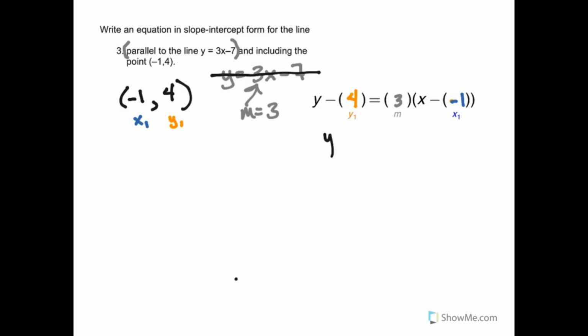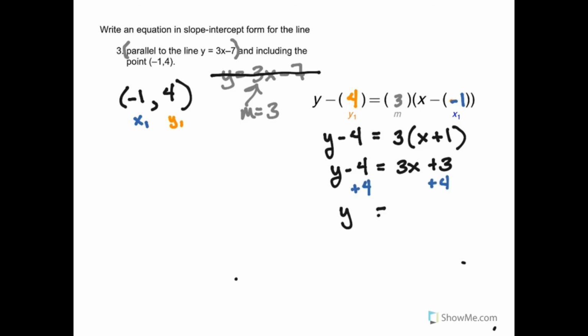So once again, I just need to simplify the equation to get it into slope-intercept form. Y minus 4 equals 3 times x minus a -1 is the same as x plus 1. So y minus 4 equals 3x plus 3. And to get y alone, I add 4 to each side. And so I have y equals 3x plus 7. So that would be parallel to the line that goes through 0, -7, but it's going to go through 0, +7 instead.